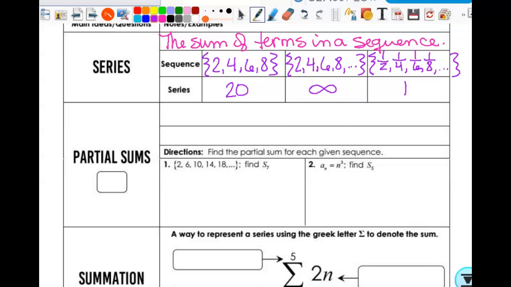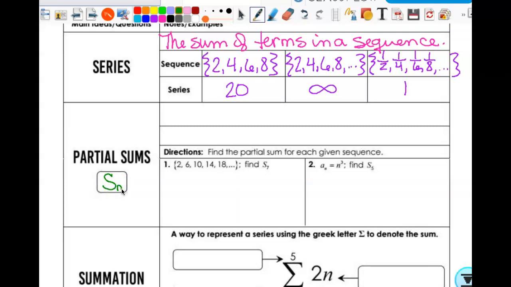So a series in general is the sum of all of the terms, but we could have partial sums. So if you look at number 1 here, and then I'll give you the definition, you've got 2, 4, 6, 8, 10. So this sequence goes on infinitely, right? There'll be an infinite number of terms in that sequence. But I only want to find S sub 7, which means, in this particular case, the sum of the first 7 terms. Okay? So if you want a partial sum, it's a capital S and the little subscript of how many terms we're adding up.